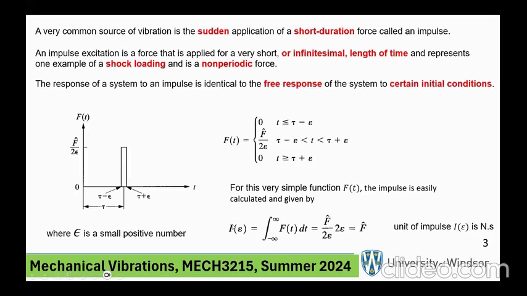So whenever a function is given to us, we can always calculate the impulse due to it. And by definition, the impulse due to that function f is the integral from minus infinity to infinity of f of t dt. In this particular problem, the impulse associated with this very special function is simply f hat. And the unit of it is Newton second, because it's Newton force times second. So obviously this f hat unit is Newton times second.